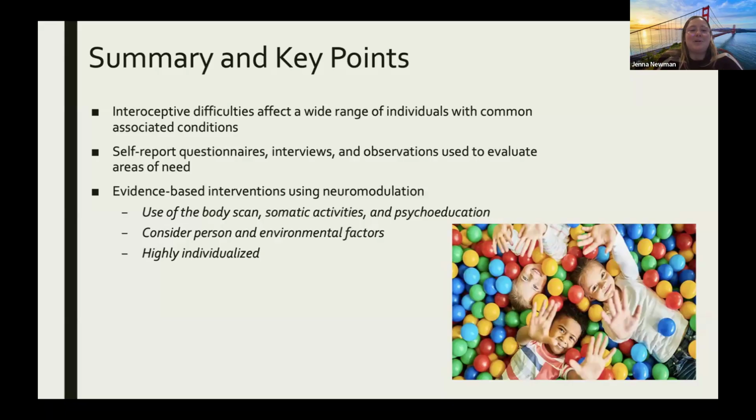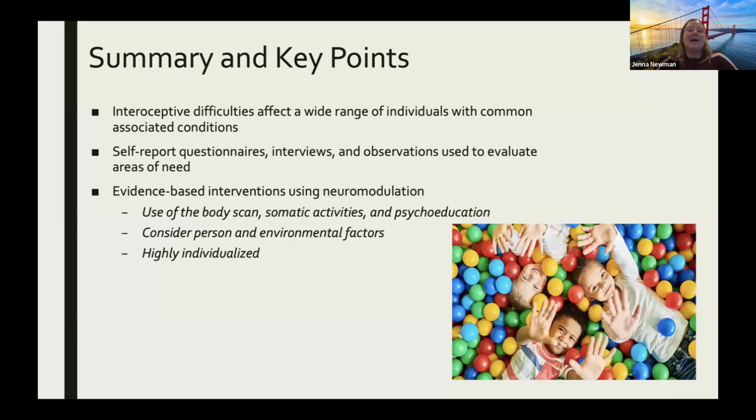So it's really important when you're working with individuals to keep in the back of your mind that if this individual might have some sensory difficulties, interoception could be a big area of need here. Another important takeaway is that there are self-report questionnaires available, but we should include questionnaires, interviews, and observations to really evaluate the area of need and where we can support the people we're working with.